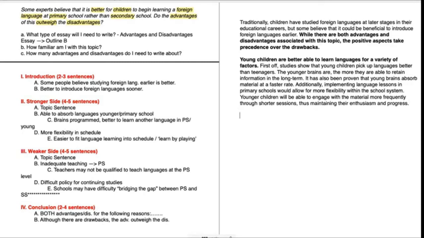And now, since I'm introducing something that is contrary to what I've written here, I'm going to start my topic sentence with however. It introduces a contrasting point. So, however, there are some disadvantages when it comes to learning languages at an earlier age. All right, so I've set the scene. I know I'm going to be talking about disadvantages.